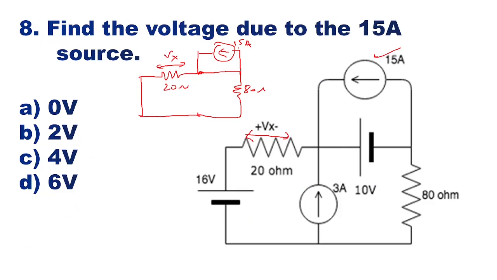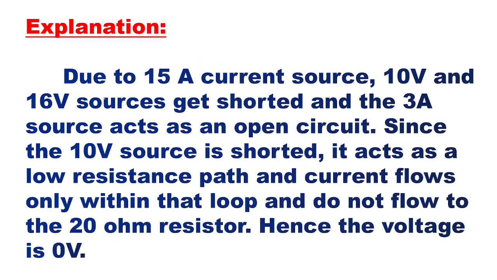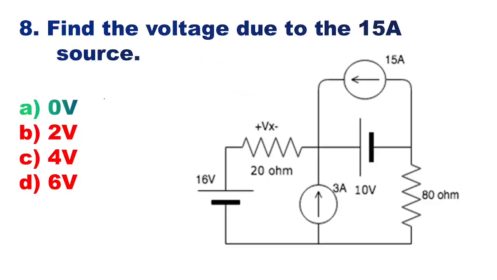So here you can see this current is going to pass in this loop only. Therefore there will be no current flowing through the 20 ohm resistor. So the voltage across the 20 ohm resistor will be 0. So option A is the right answer, that is 0 volt. Then we'll go to the next question.